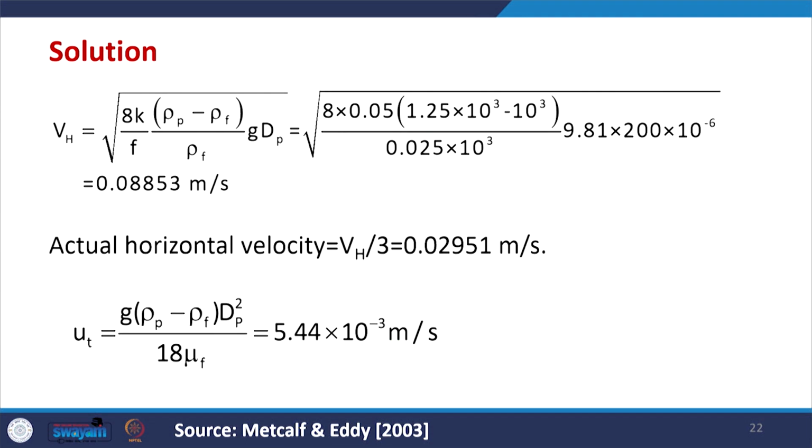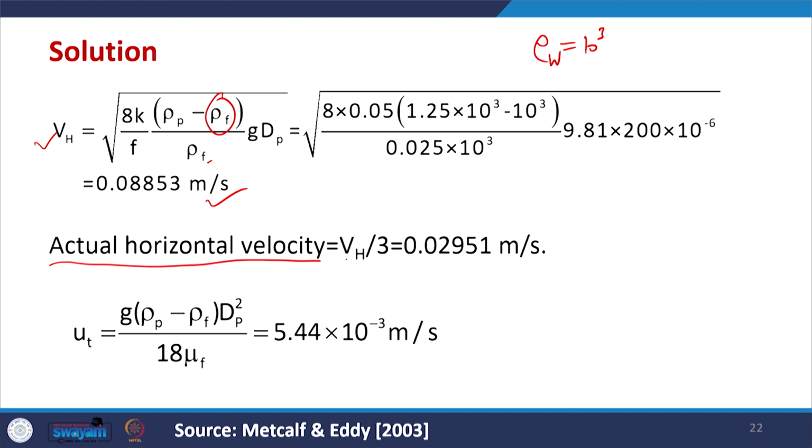Now, for this first we calculate the scour velocity. The scour velocity is given by this formula: Vh is equal to the square root of 8k by f times (rho p minus rho f) g dp. For the density of fluid we are taking water, which is 10 raised to 3. We solve it using all the values which are given, and ultimately the scour velocity comes out to be 0.08853 meter per second.